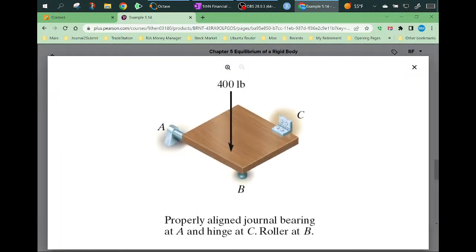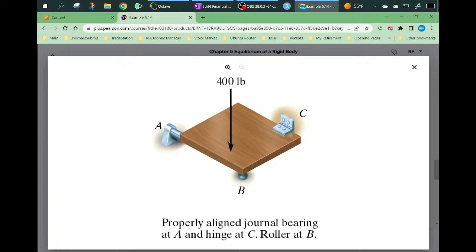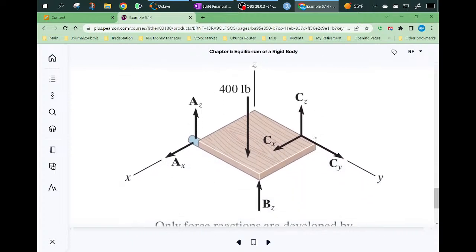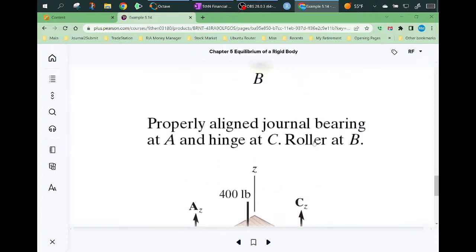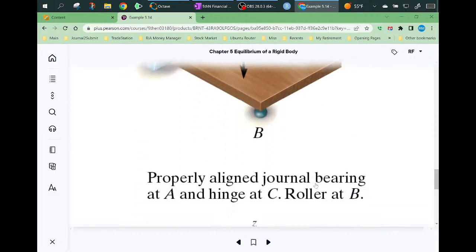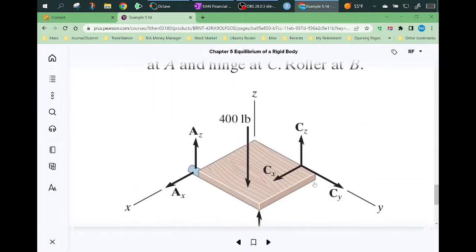Here's a hinge per se. If you go down through here, he just replaces the hinge itself with the loads that it can carry.